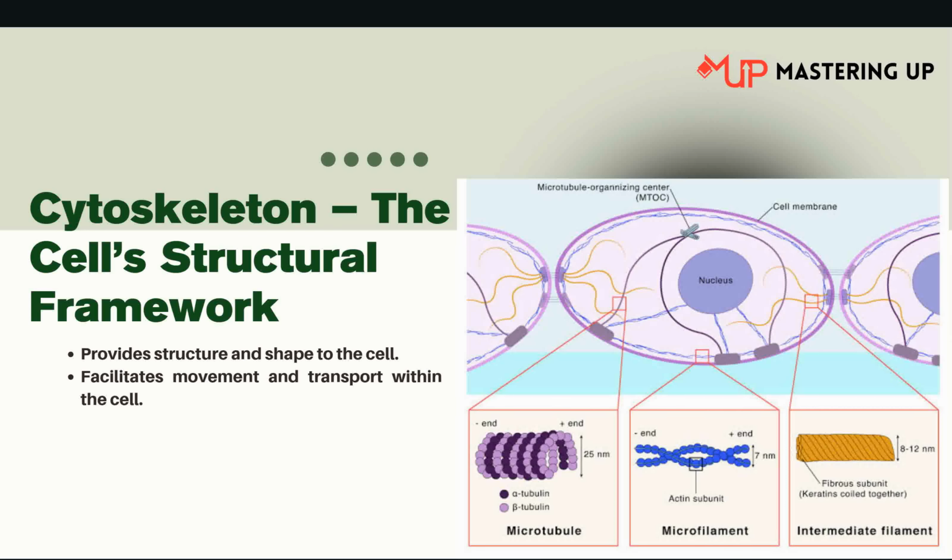The microtubule is made of alpha tubulin and beta tubulin, and then the microfilament has actin subunit, while the intermediate filament has fibrous subunit which is keratins coiled together. So all these together give the structure for the cell.